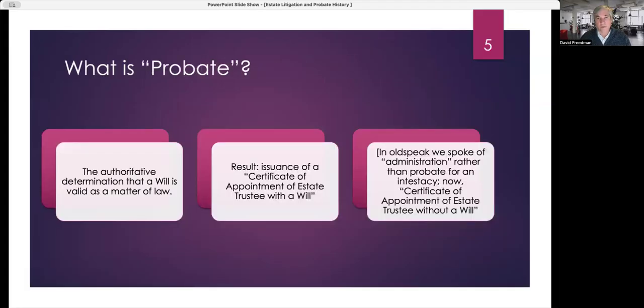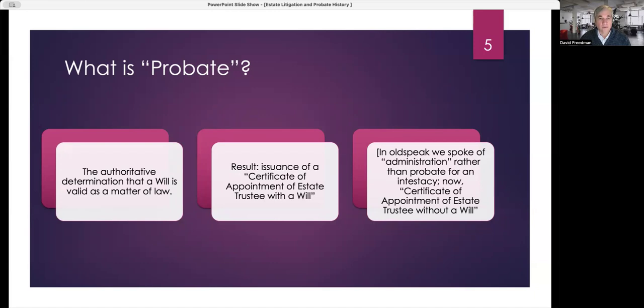This is really important, and sometimes it's surprising that even in practice, some lawyers don't recognize the distinctions between what a will is and what probate is. A will is a document. Probate is a process. Probate is a process by which a will is declared valid by a court.